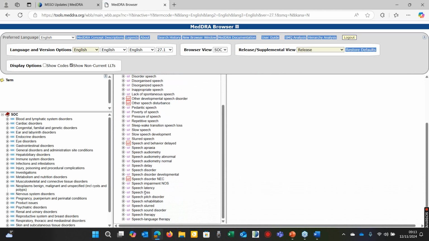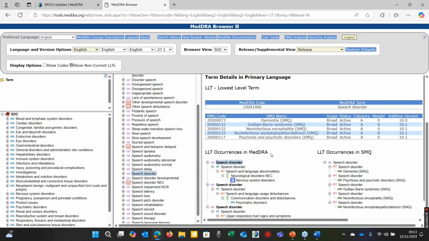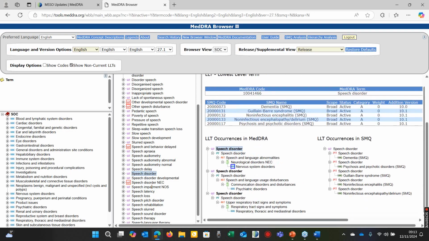Is it speech loss? No. Is it slurred? Again, very specific terms. So let's have a look at speech disorder as a general term. That was your most popular choice in the poll. On the right-hand side, when I put my cursor on in the browser, you always see the location of that term. We can see that the PT, speech disorder, is multiaxial.